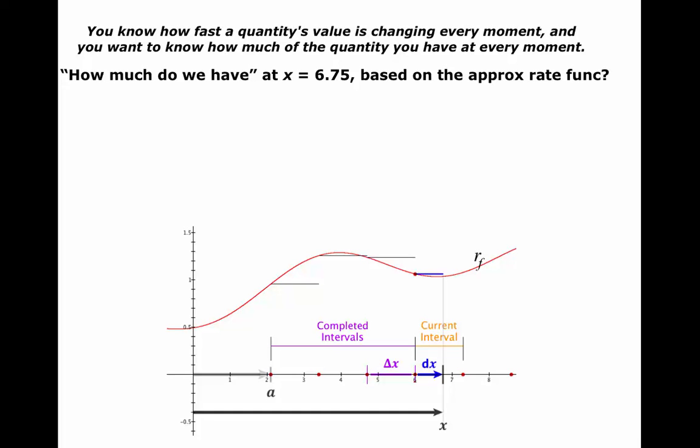And what I want to know is, how much do you have at x equals 6.75 based on the approximate rate function? In order to figure out how much we have at x equals 6.75, what's going to be the general strategy?